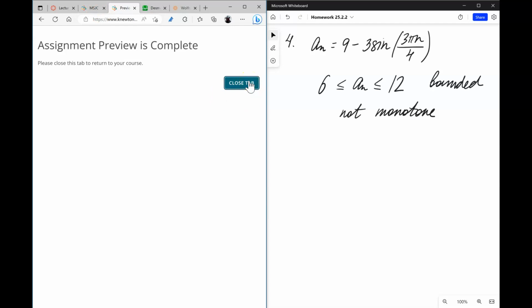And it looks like we finished this homework, in which we pretty much covered only the definitions of monotone and bounded sequence. We never got to use the theorem, sadly.